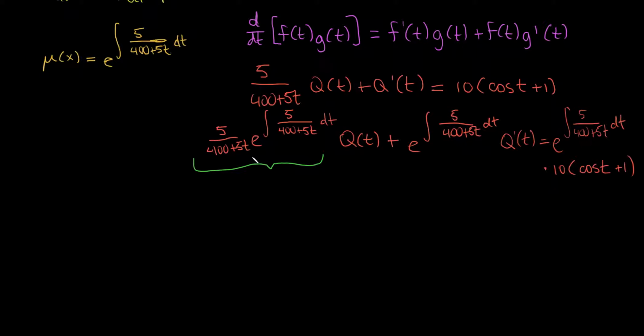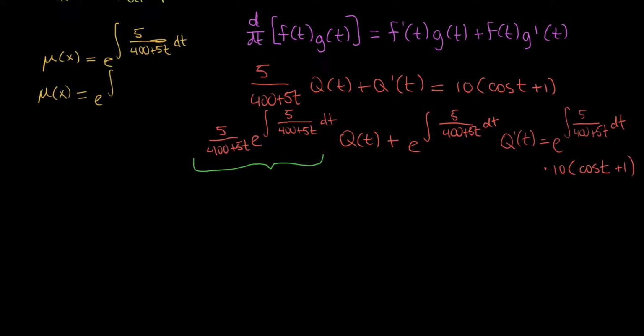And to make it a little bit clearer, we can rewrite this by actually evaluating what mu is. If we evaluate mu of x, we get this equals e to this. Now, how would we evaluate this actual integral? Well, we can use a simple u substitution because we have a 5t here and a 5 here.